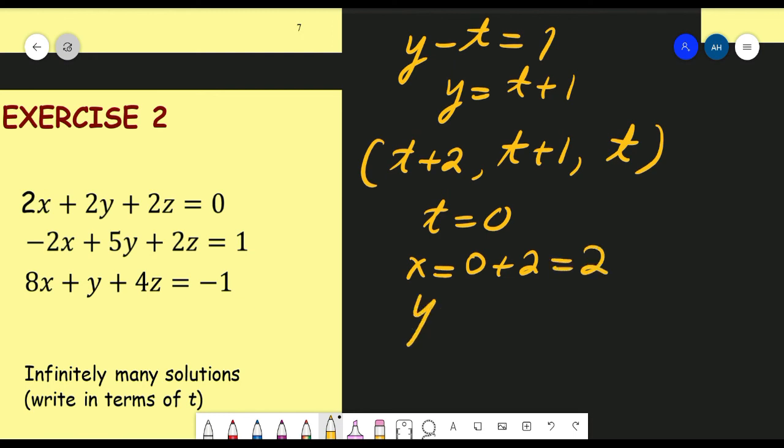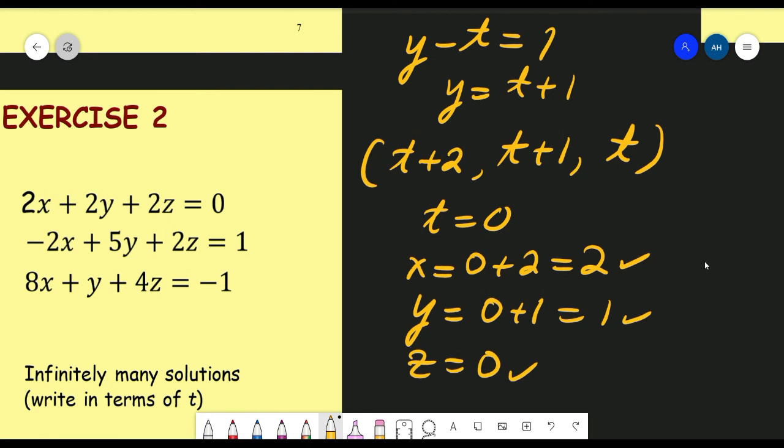Now, y will be t plus 1. That is 0 plus 1. That is equal to 1. And z will be equal to t. t is equal to 0. One solution is that x equal to 2, y equal to 1, and z equal to 0. That is an example of one of the solutions.